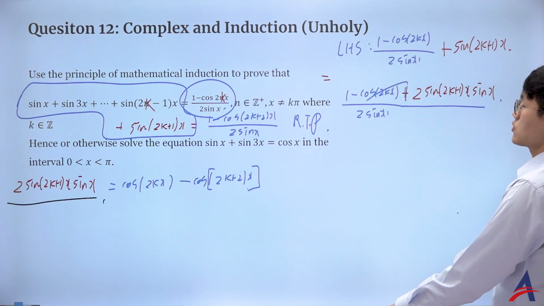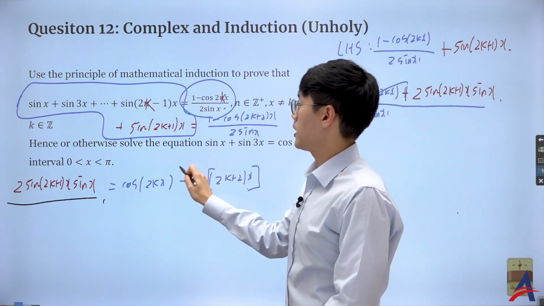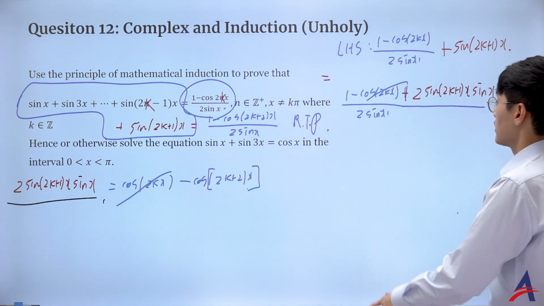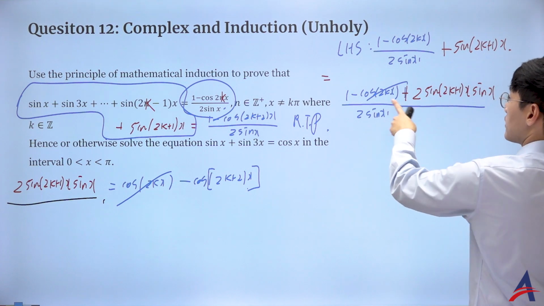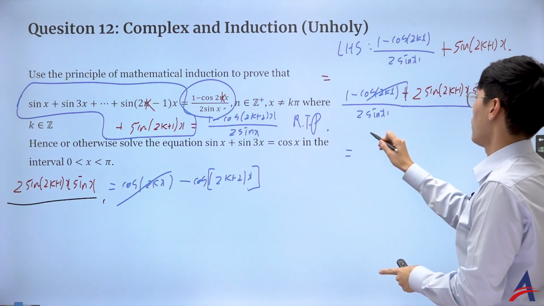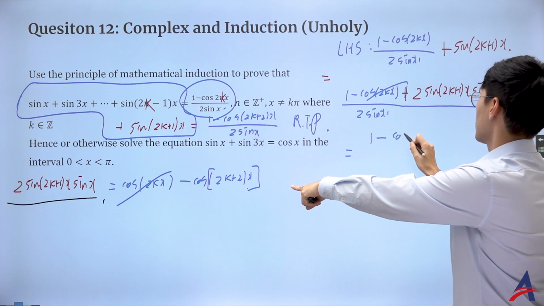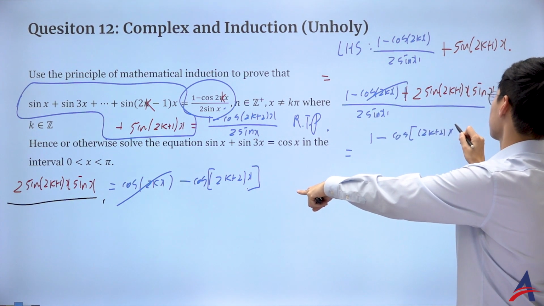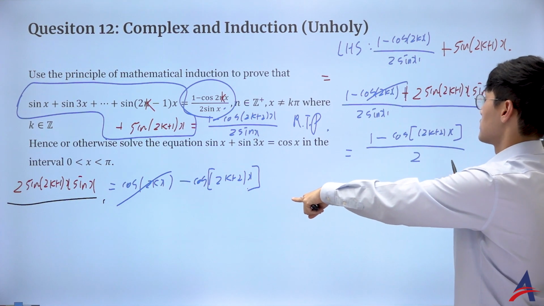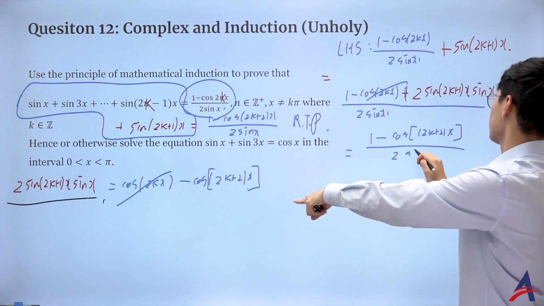Minus cosine 2kx, positive cosine 2kx cancels out. Now I subtracted it, so then I'm going to be only left with what? 1 minus cosine (2k+2)x over 2 sine x is what I've got.